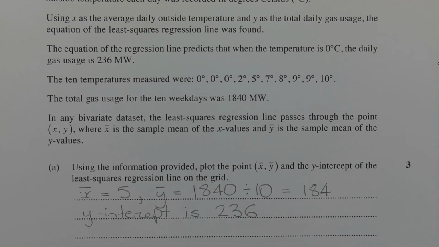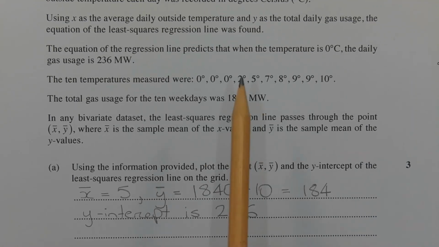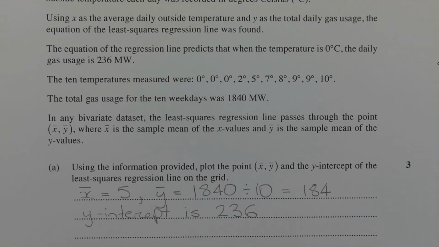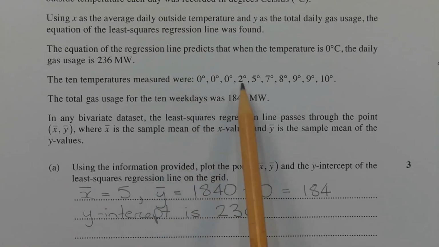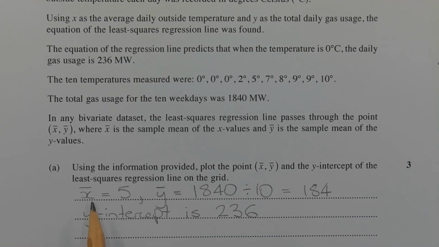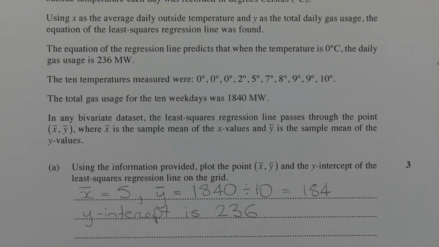The first thing I found was the value of x bar, which represents the average of the 10 temperatures recorded. Now here are the 10 temperatures recorded. Either use the stat mode on your calculator or just add the 10 values together and divide by the number of values, which is 10. So adding these values together, we get 50. Dividing 50 by 10, we get 5. So x bar is equal to 5.